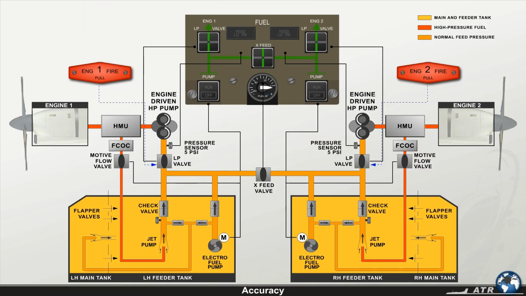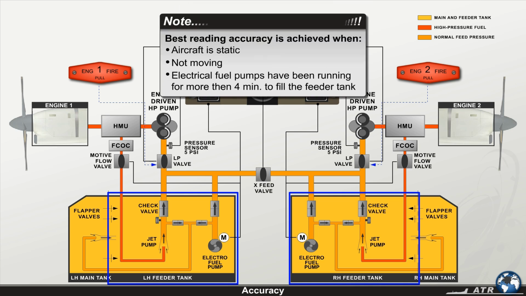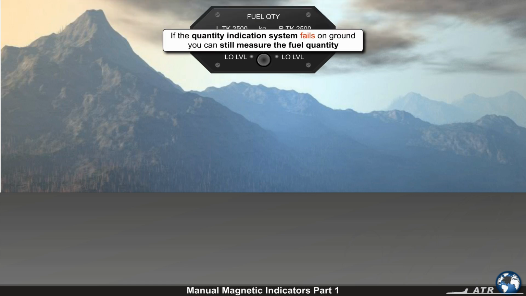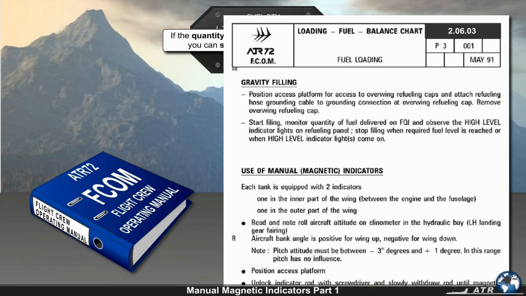The fuel level in the feeder tanks affects the reading accuracy of the fuel quantity. The best reading accuracy is achieved when the aircraft is static, not moving, and the electrical fuel pumps have been running for more than 4 minutes to fill the feeder tank. If the quantity indication system fails on ground, you can still measure the fuel quantity. The correct procedure is described in the FCOM Chapter 2.06, Loading.